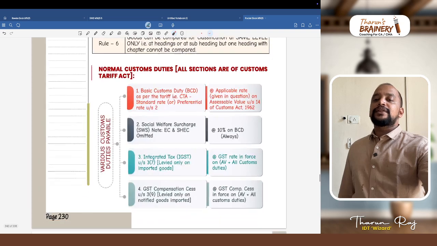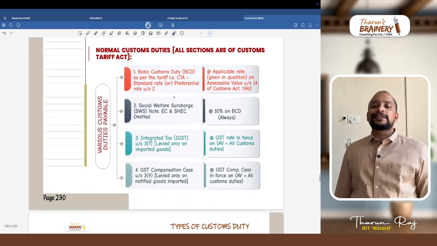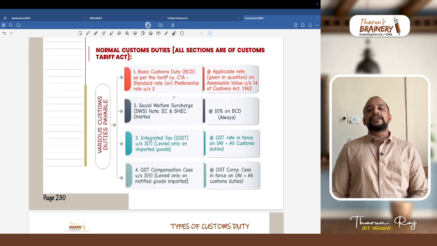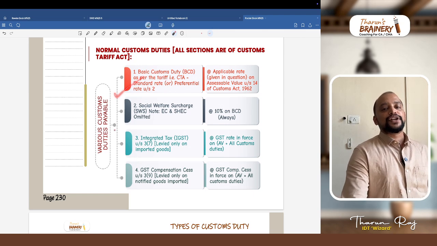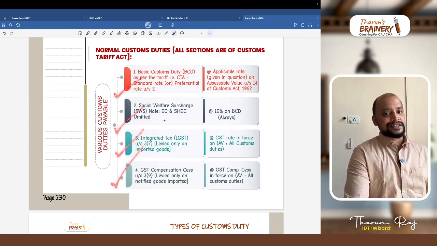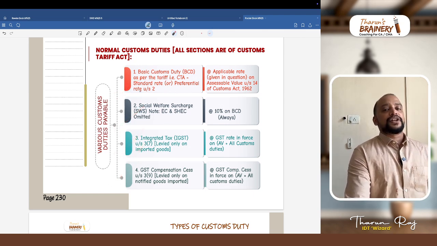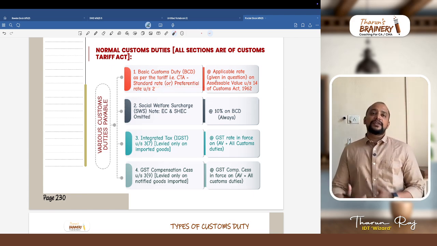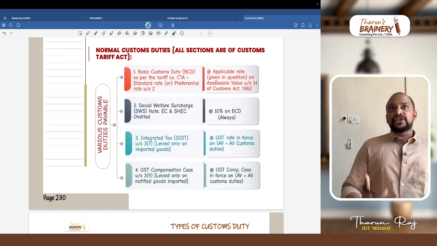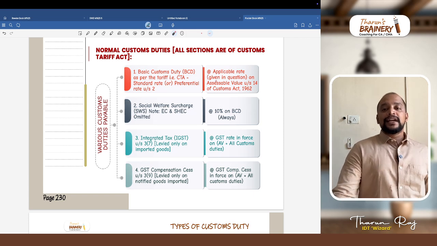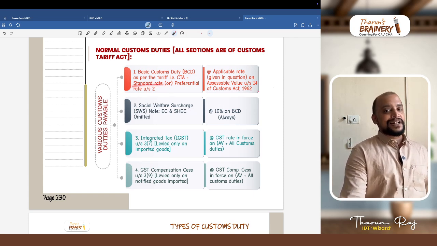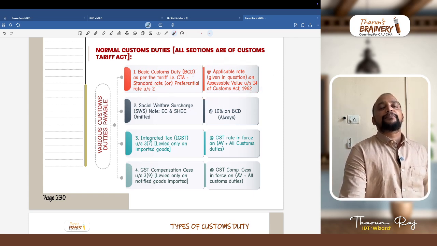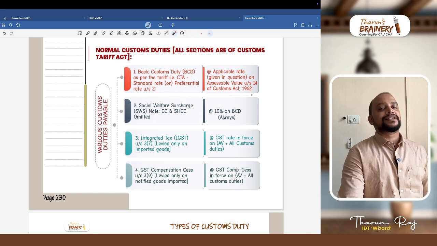Then normal customs duties payable. All these sections are of Customs Tariff Act. Normally we need to pay basic customs duty, social welfare surcharge, IGST and GST compensation cess. Basic customs duty we have standard rate and preferential rate. Whenever we are having agreement with some countries with which we are making a trade agreement, then preferential rate will be applicable, otherwise standard rate will be applicable. That will be at the applicable rate given in the question, computed on the assessable value.